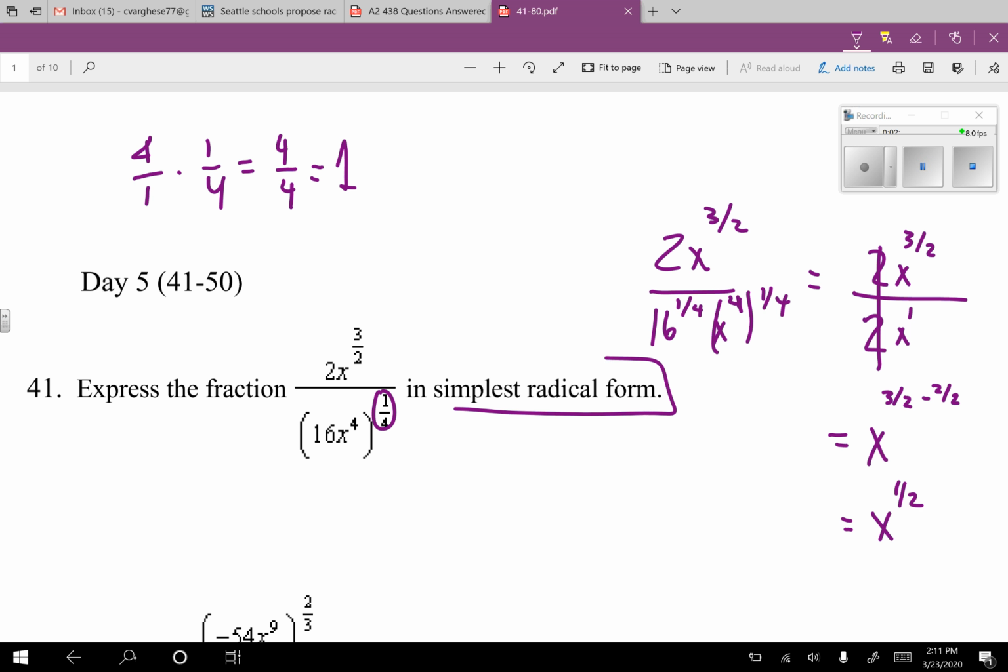We have to read that it says simplest radical form. So radical means that this is my root. So 2 is my root. So it's square root of x to the first power, which is just the square root of x. Okay, final answer.